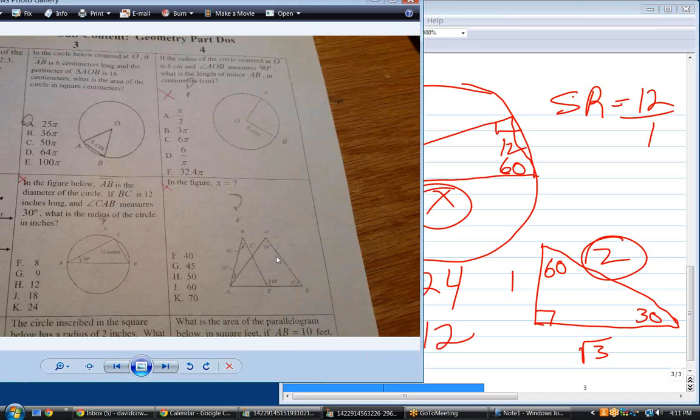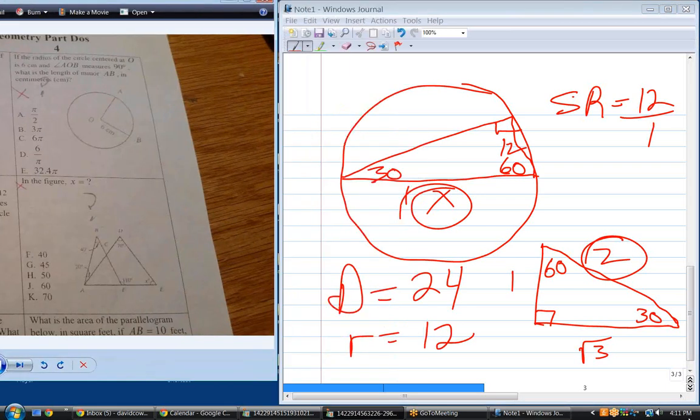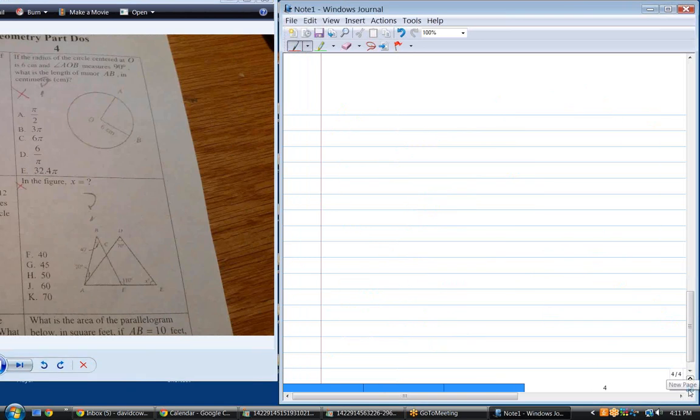All right. Let's look at this one here. In the figure, and they don't give us a lot about this figure.